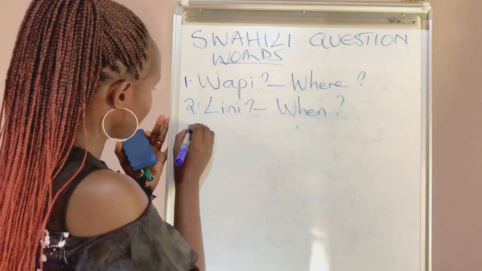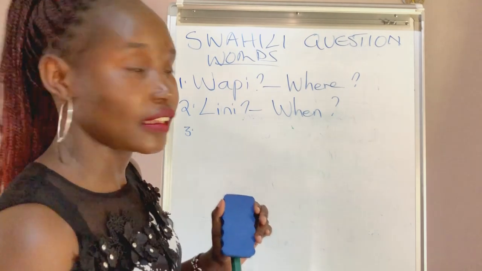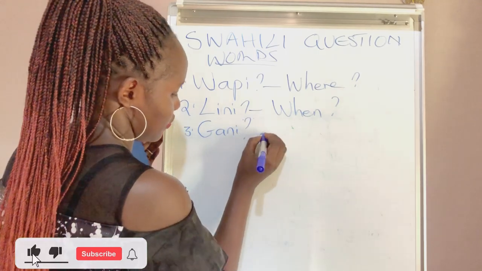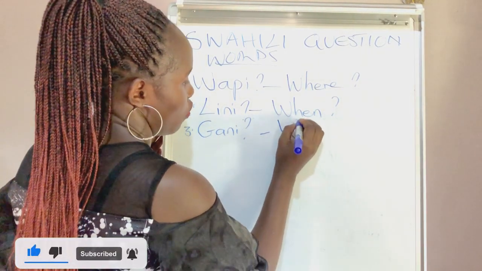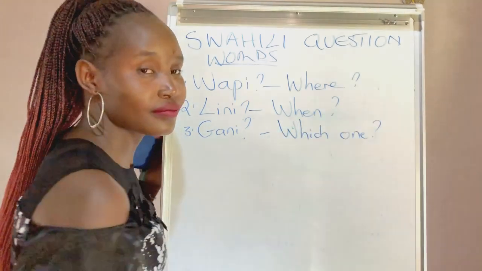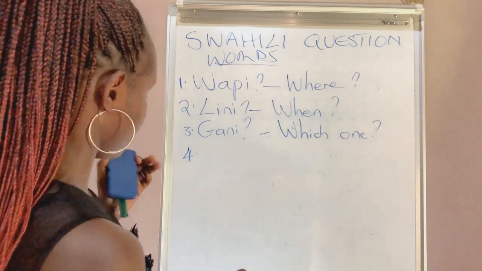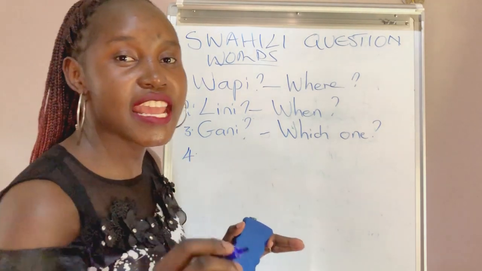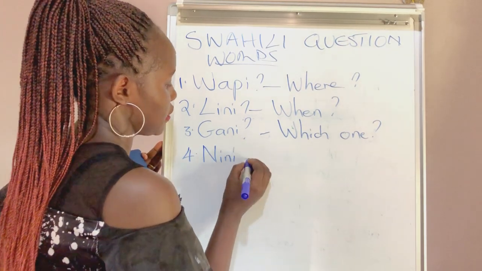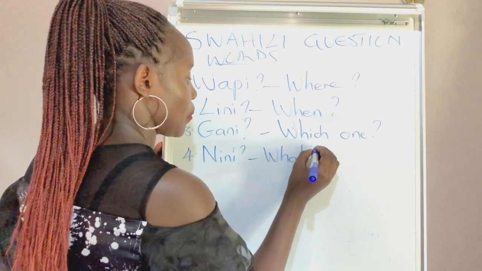Our third word is gani, to mean which one. All right, let's go to the fourth one. Nini. So nini means what.